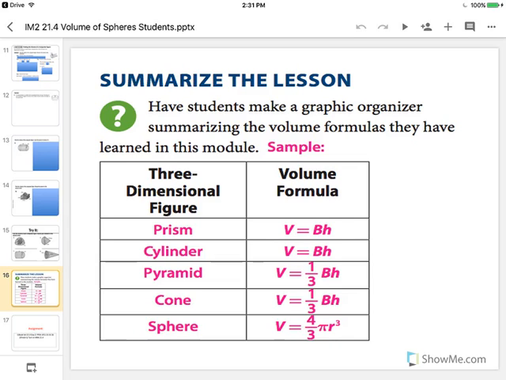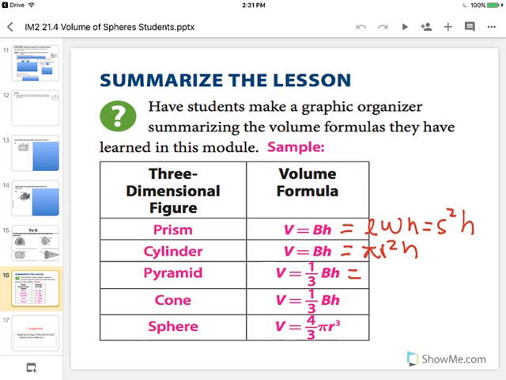Okay, so this is the summary for our module 21. To find the volume of a prism, the volume is equal to the area of the base times the height, and the cylinder is the same thing. For the prism, this would be length times width times height, or s squared times the height. And for a cylinder, the area of the base would be pi r squared times the height. For the pyramid, it's always 1/3 times the area of the base times the height, depending on whatever the base is.